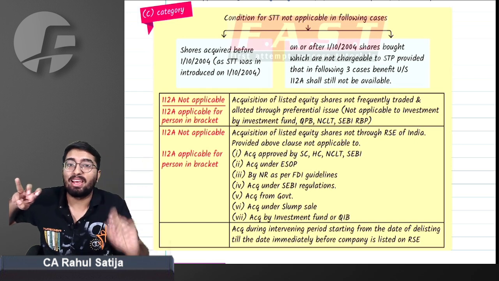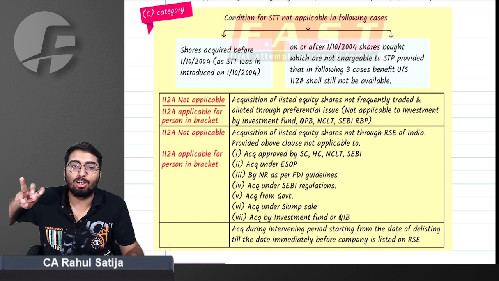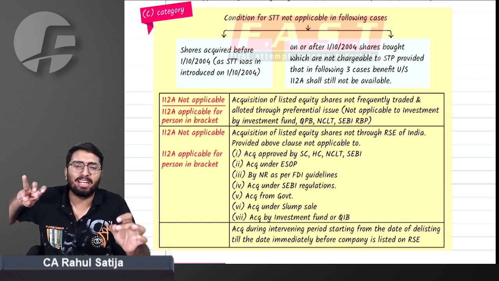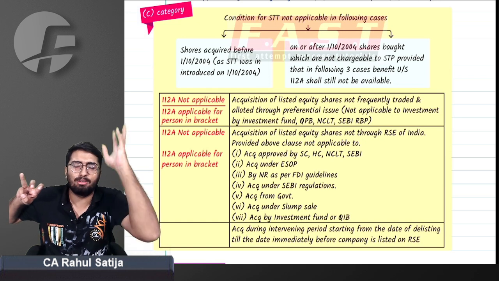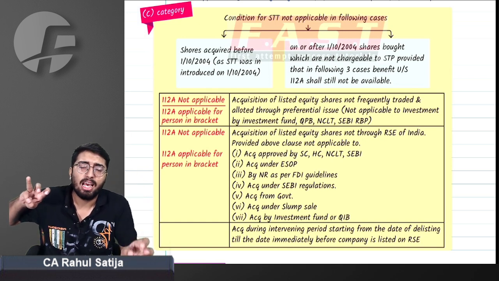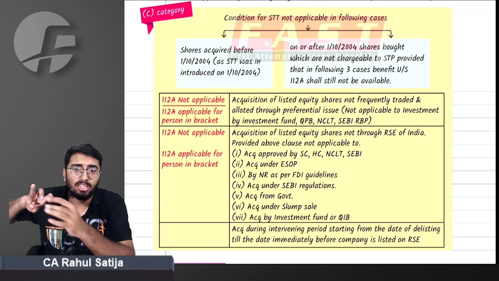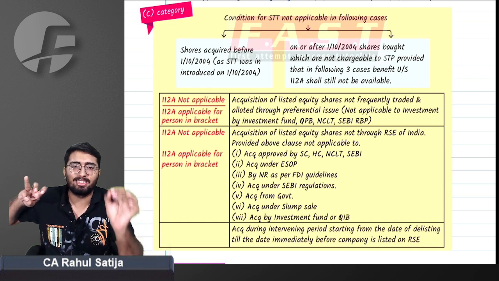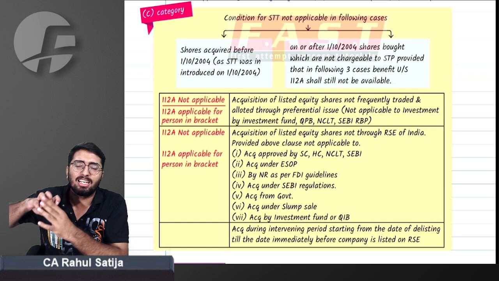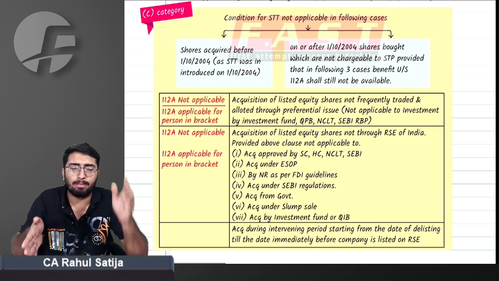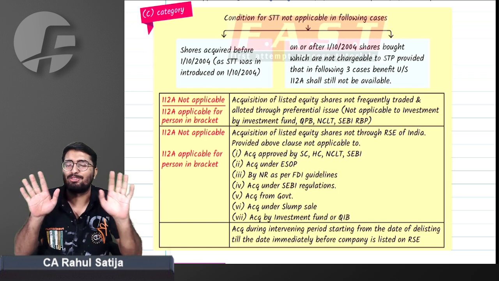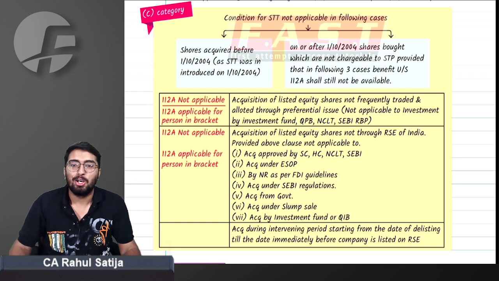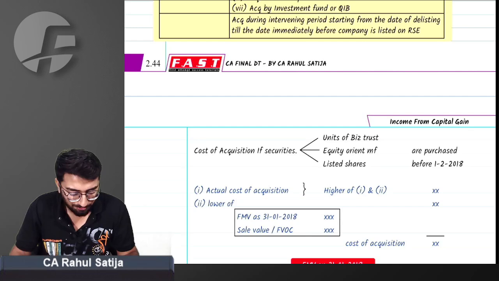Sir, ESOPs, any person buying shares on ESOPs, or any person buying from government, any person buying on account of slump sale, any person buying on account of FDI guidelines, any person buying on account of SEBI regulations, any acquisition made under this section, even if not made through a recognized stock exchange, will still be eligible for 112A. And the last one, any person buying shares between the delisting period and relisting period will not be eligible for the 112A tax rate. Hope things are really very clear.